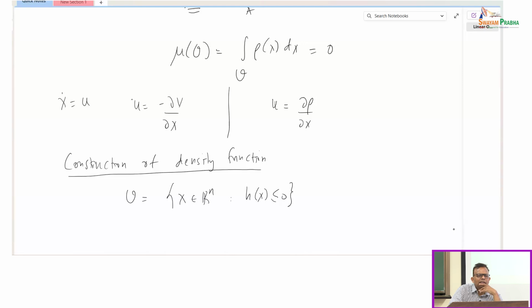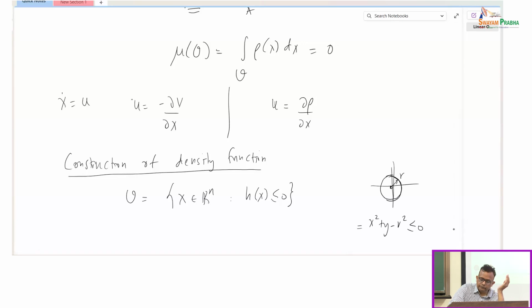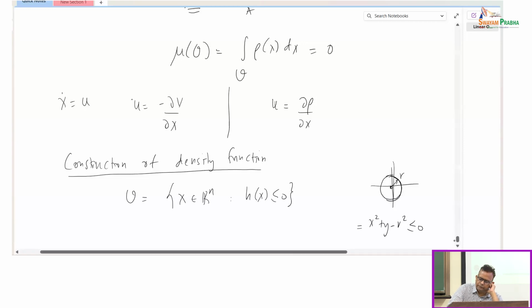So think of h of x, for example, if you want to be a little more concrete, let's say I have an unsafe set which is a circle around the origin of radius r, then you can take x square plus y square minus r square less than or equal to 0. So your h will be x square plus y square minus r square, right? So that will be your function. This function will be less than or equal to 0 on the unsafe set, and it will be positive outside, right? So you can always do that. Okay? Make sense?